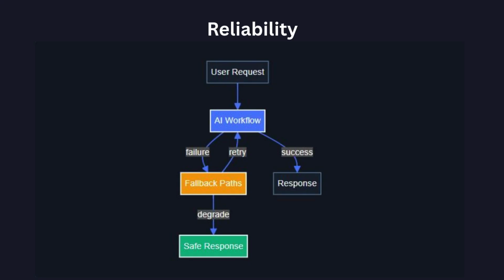Reliability ensures that the system handles failures properly. Failures such as API errors or throttling can occur in production systems. Retry mechanisms with exponential backoff are used to handle temporary failures. Response validation ensures that outputs match the expected format. If validation fails, a fallback prompt is used. If all retries fail, the system returns a safe degraded response instead of an error.